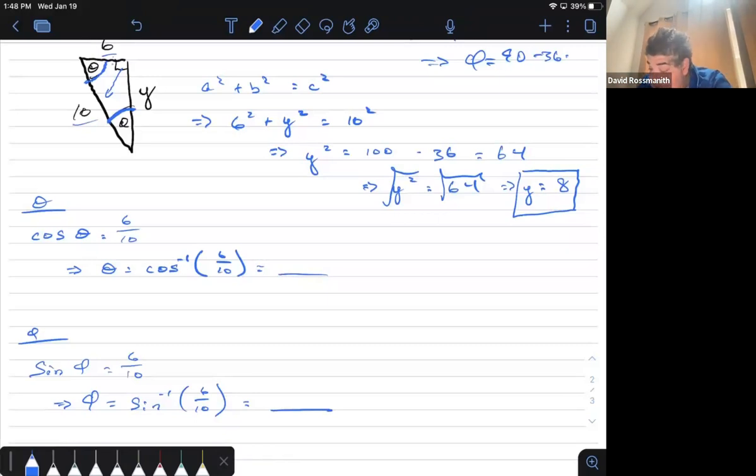Now, why do I need to know this? Because in physics, we're not working with triangles. This isn't a math class. Well, this is going to be important because what is in physics is what's called vectors.